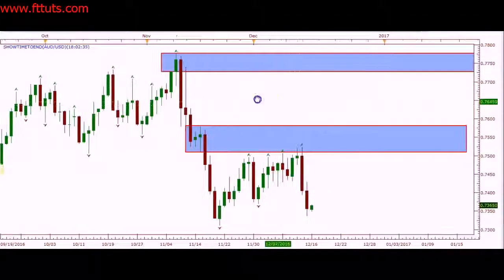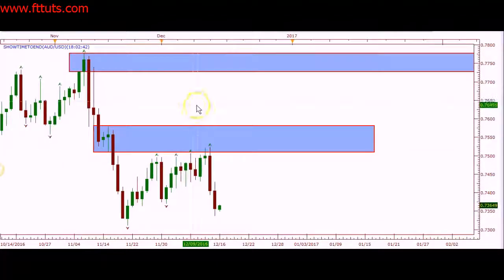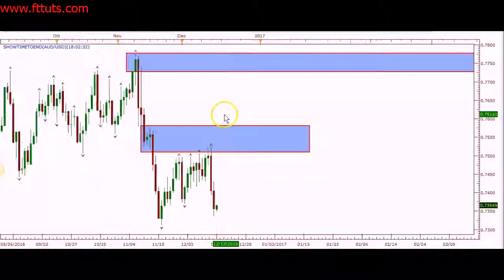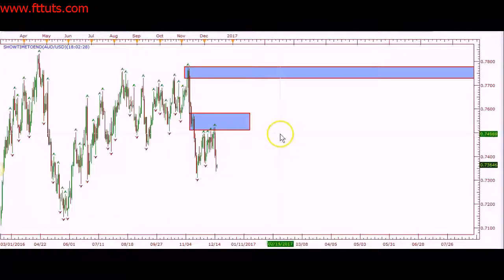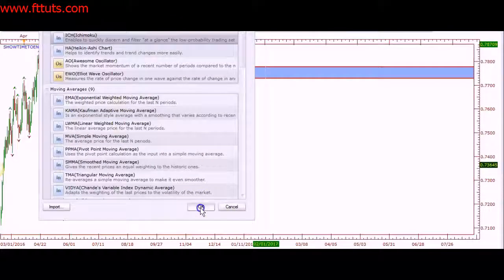Okay, but if I'm looking at Ichimoku and how to trade this with Ichimoku, there's a couple ways you could trade this. So we have these active zones in here. These are supply zones, which means we're going to be trading to the downside. We're going to be shorting them. So we're going to put Ichimoku on the chart.